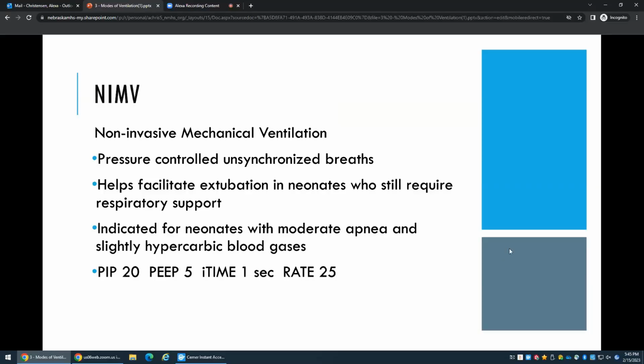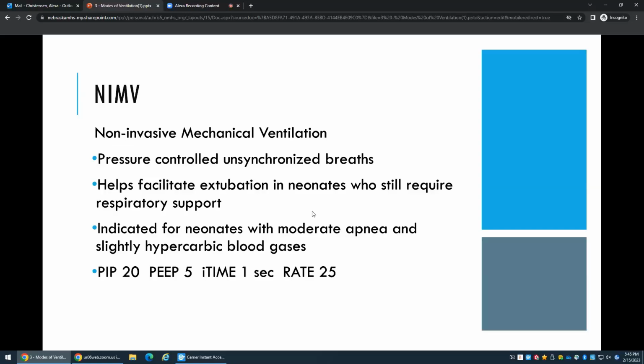Okay, so two different ways we can give nasal ventilation. Nasal IMV stands for non-invasive mechanical ventilation. We are actually going to give pressure breaths through the baby's nose. It's going to help facilitate extubation in neonates who still require some ventilatory support.